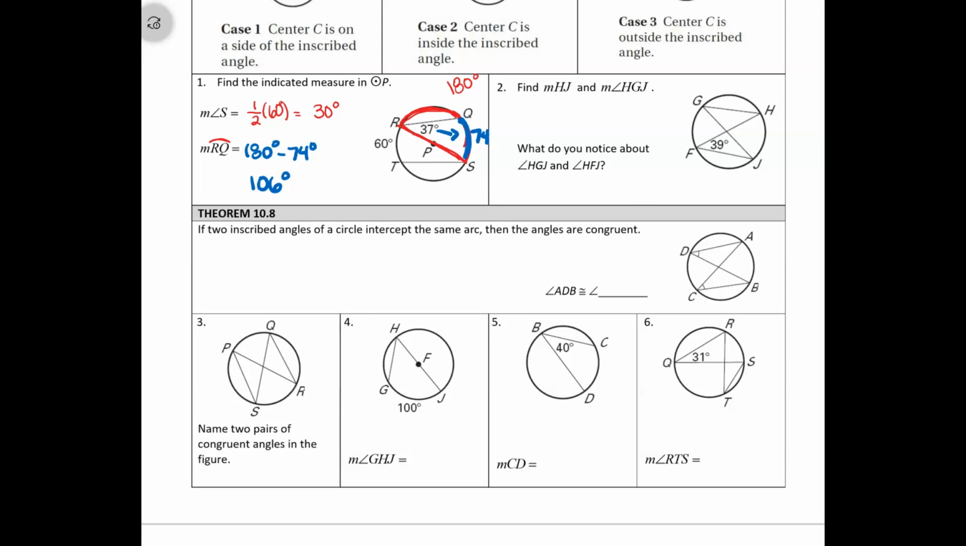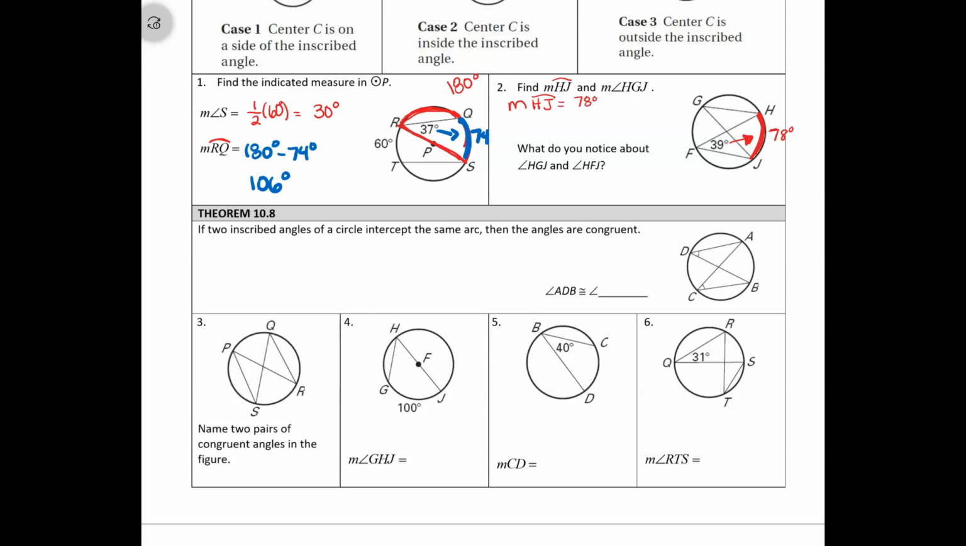Okay, let's look at number 2. Find the measure of arc HJ and the measure of angle HGJ. Let's first focus on HJ. Here is HJ. Now, it is actually being intercepted here by this 39, which is the inscribed angle. So if that is 39, I double it, and this one out here will be 78 degrees. So the measure of arc HJ is 78 degrees.